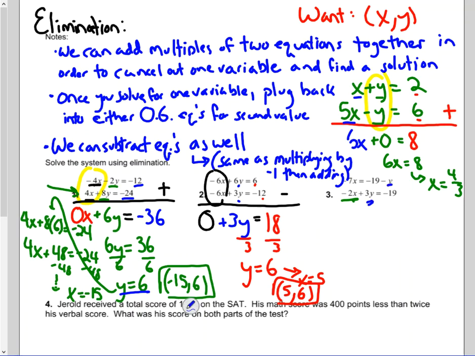3y and negative y are on opposite sides of the equation. Also messy. Oh, the negative 19s are on the same side of the equation, but we don't want to cancel out the constants. We want to cancel out one of those variables. I'm going to show you what you could do.